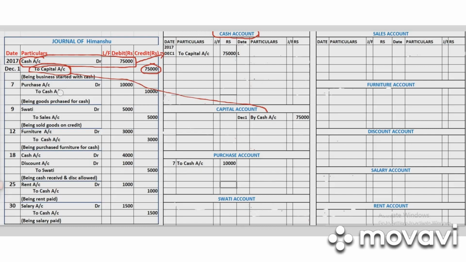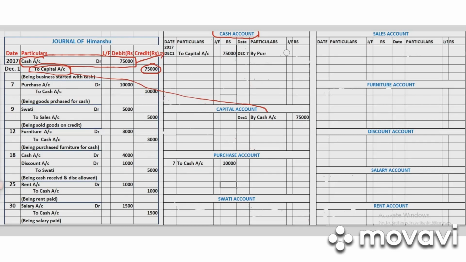Then similarly, the second entry you can see to cash account. So it will be coming in the cash account. You can see, so in the cash account, it will be coming in the credit side. So how it will be coming? By purchase account. Clear? So you write the date. You write December 7 and see how it is written.